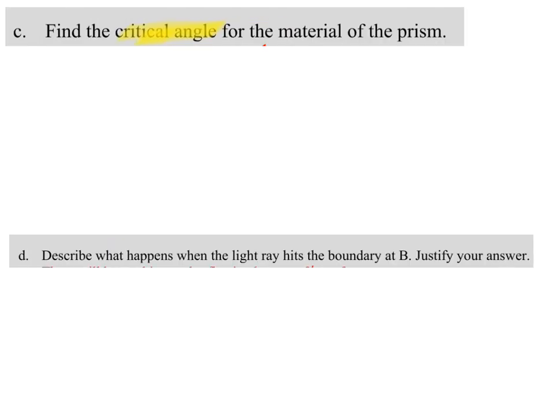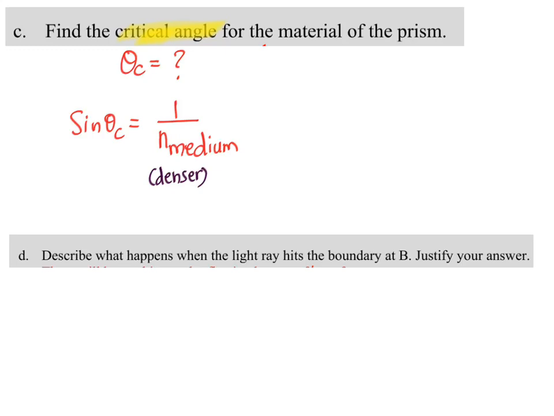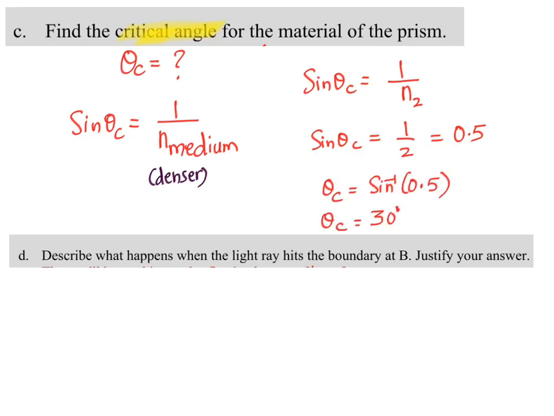Next it's asking you to find the critical angle of the material of the prism. So that means it's asking for theta c. We know the formula for theta c: sin theta c is equal to 1 over the refractive index of the denser medium, and in this case it is the prism, whose refractive index is given to us as 2, which we can substitute in the formula. We get sin theta c as 0.5 and we calculate theta c using our calculator. Sine inverse of 0.5 is 30 degrees.